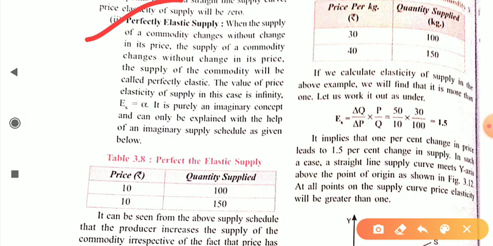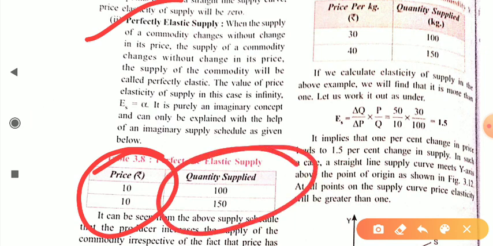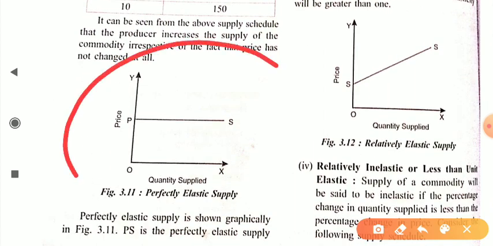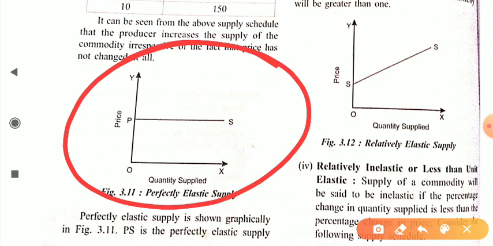So be careful, when the supply of a commodity changes without change in the price, your price remains constant and your quantity supplied changes, it is simply known as perfectly elastic supply. Dear student, in this case you will get a supply curve like this, which is parallel to the x-axis.